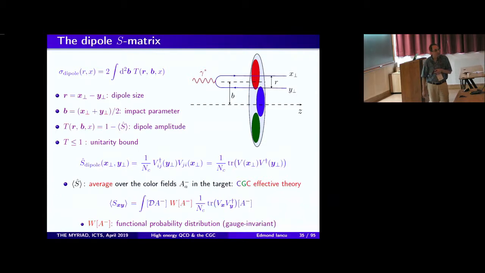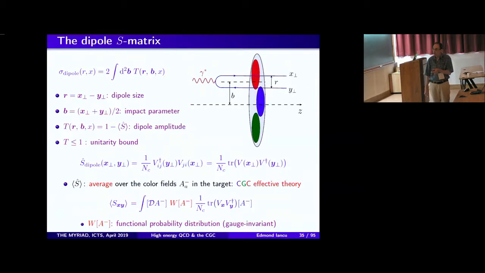And I suppose Raju has introduced that already, right? Raju has spoken about the color glass wave function. And I'm going to discuss it again. For the time being, I don't specify, just imagine that there is a weight for this average, a gauge invariant functional probability distribution, a function of A minus. It's gauge invariant, it's very important. The operator is gauge invariant as well. Of course, A minus itself is not gauge invariant, but I can build a gauge invariant function out of A minus with a measure here.